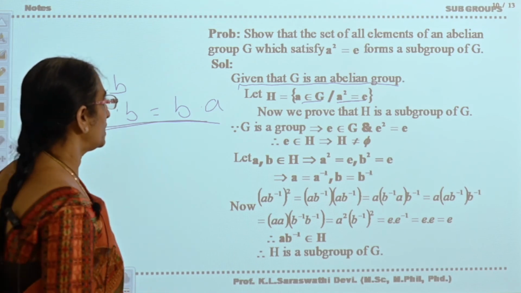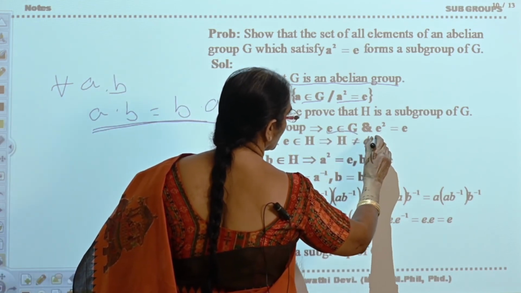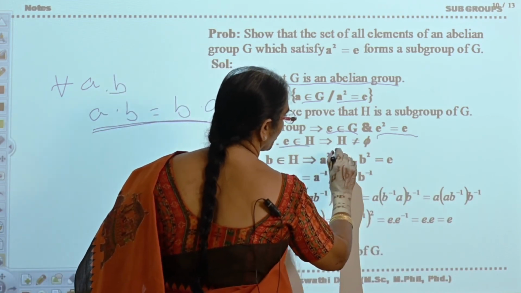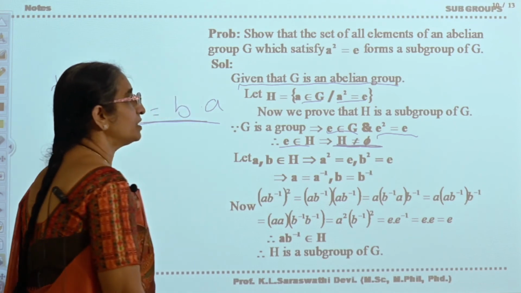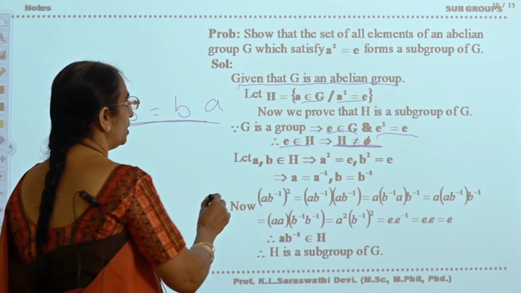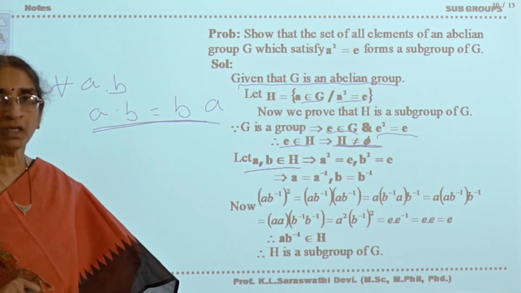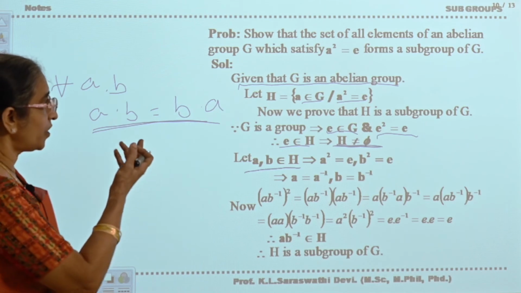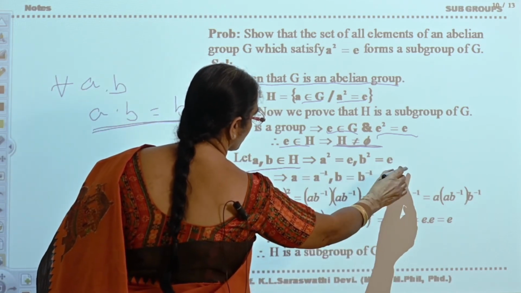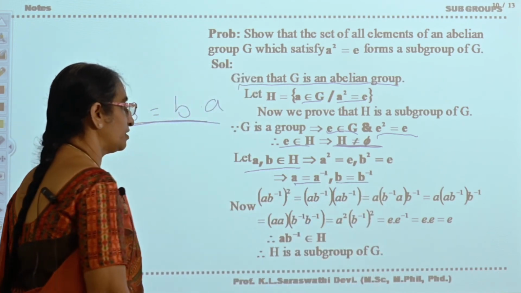then H will be a subgroup of G. Now see here, G is a group, E belongs to G, E square is equal to E. Therefore E belongs to H. Therefore H is non-empty. Since H is non-empty, you can take two elements from H. Let A, B belong to H. Then A square is equal to E, B square is equal to E according to the definition of the set H. So A square is equal to E, B square is equal to E means A is equal to A inverse, B is equal to B inverse.